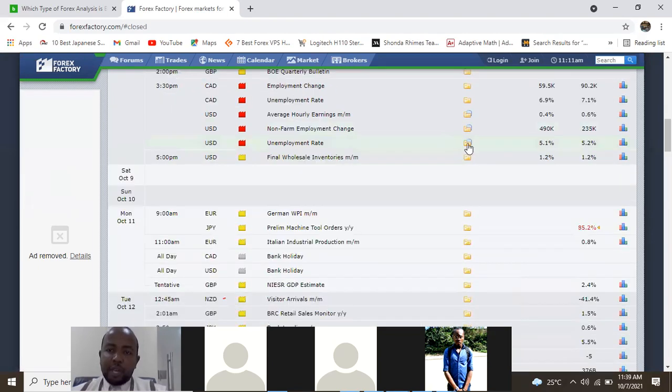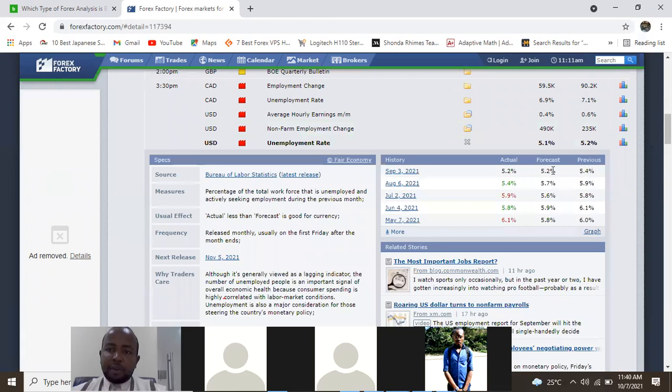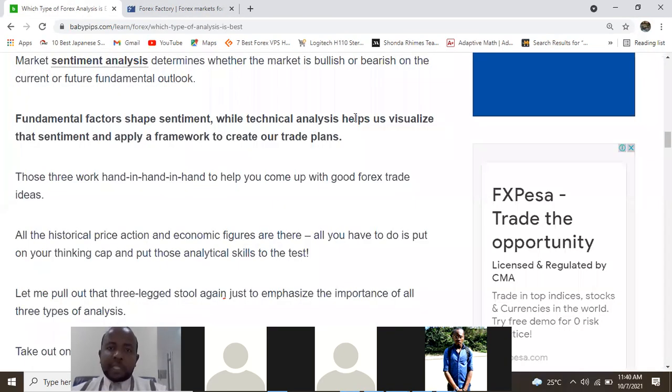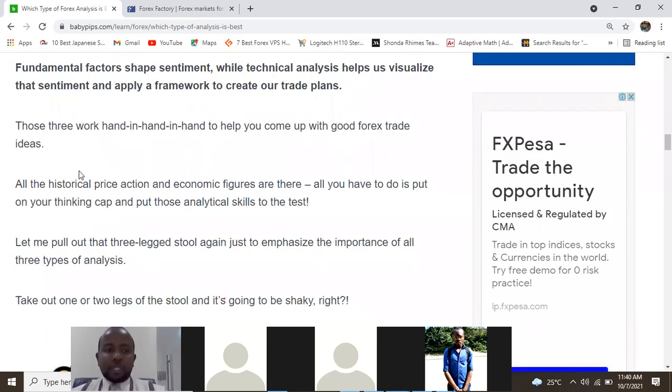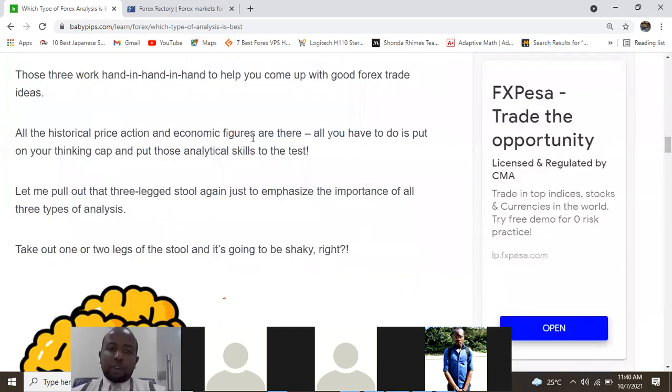This is an employment rate. You can see last time it remained 5.4. That was the previous, the forecast was 5.2, and the actual was 5.2. So nothing much changed. It was almost remaining the same. So basically, what am I saying? Fundamental factors shape sentiment, while technical analysis will help us visualize that sentiment and apply a framework to a trade plan. If the dollar gains, that will be a 200, 300 pip move. You make some good money. If it loses, you can also be selling. So all historical price action and economic figures are there. All you have to do is put your thinking cap and put those analytical skills to the test.